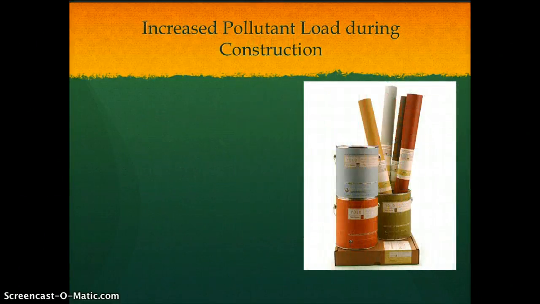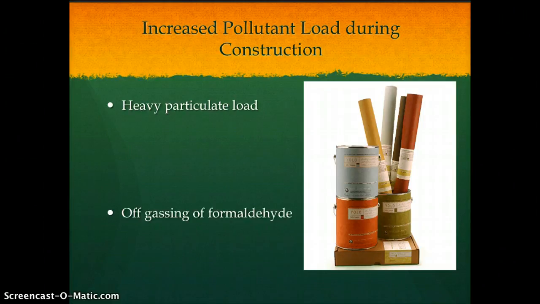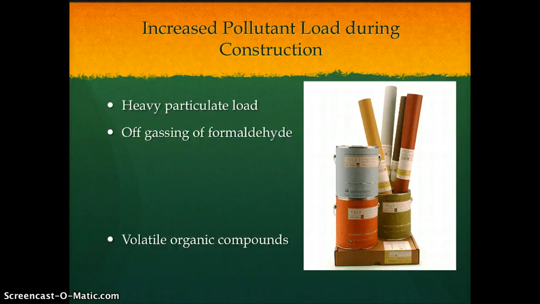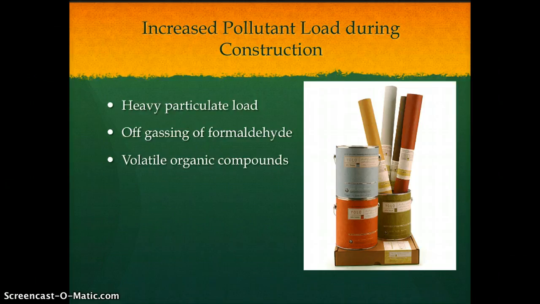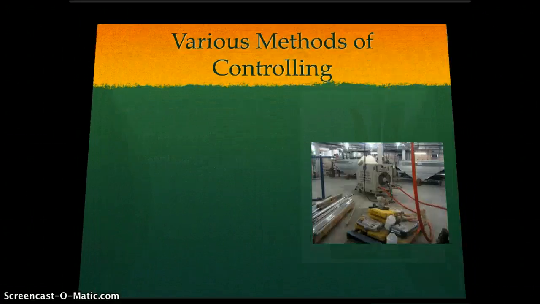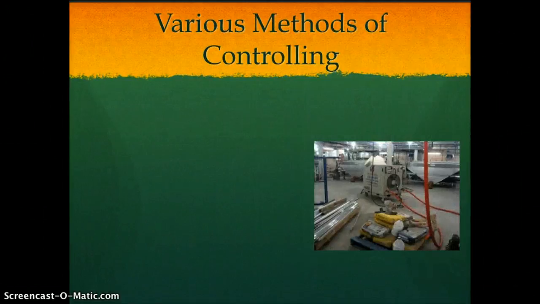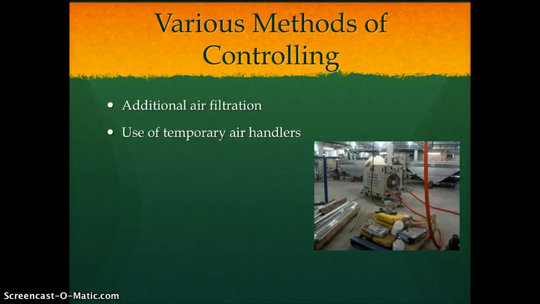During construction, there can be increased pollutant load in a building because of various factors: heavy particulate load and the off-gassing of formaldehyde and volatile organic compounds from newly installed products. There are various methods of controlling this additional pollutant load, such as additional air filtration, the use of temporary air handlers for heating and cooling, and flushing out the building with additional amounts of outside air.